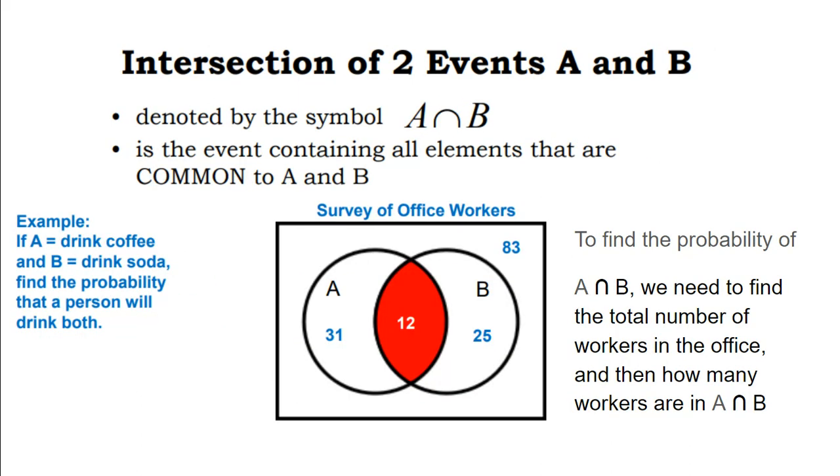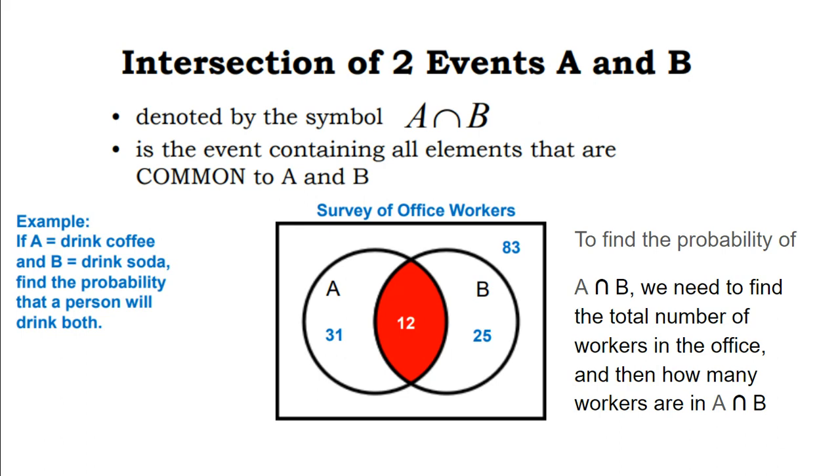Okay. Now my next one, I have the intersection of two events. I have A intersection B, which is all the outcomes that they have in common. So for example, we have a survey of office workers here. Set A is people who drink coffee, and set B is people who drink soda. I want to find the probability of a person that drinks both.